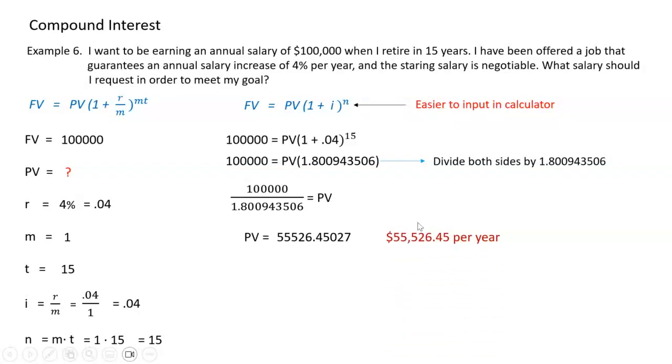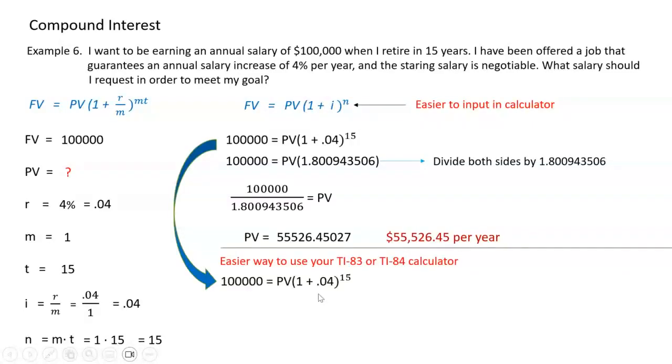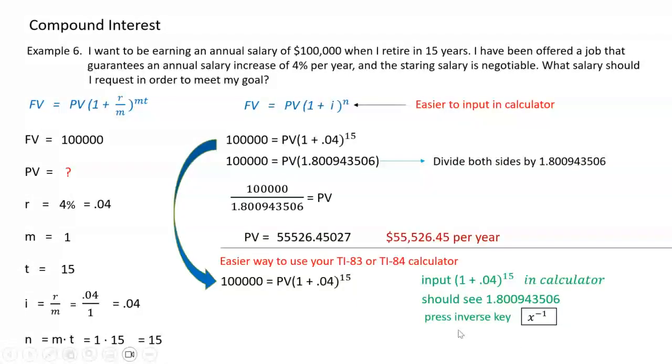Okay, now let's do it in the calculator. We're using a TI-83 or TI-84. So we're going to input 1 plus 0.04 to the 15th power. You should see 1.80943506. Then you're going to hit the inverse key, and this is what you should see on your screen. Then you're going to enter the 100,000, and you get your result.